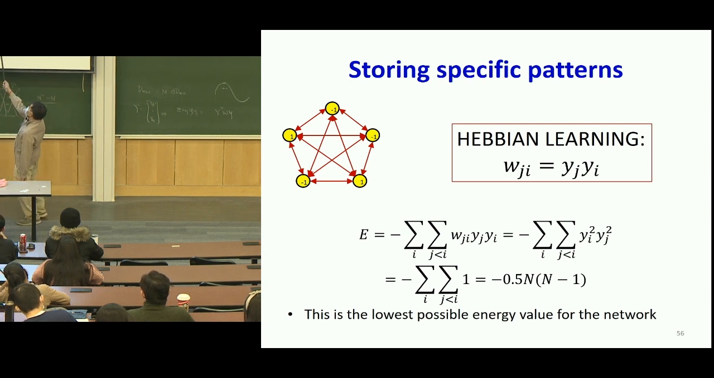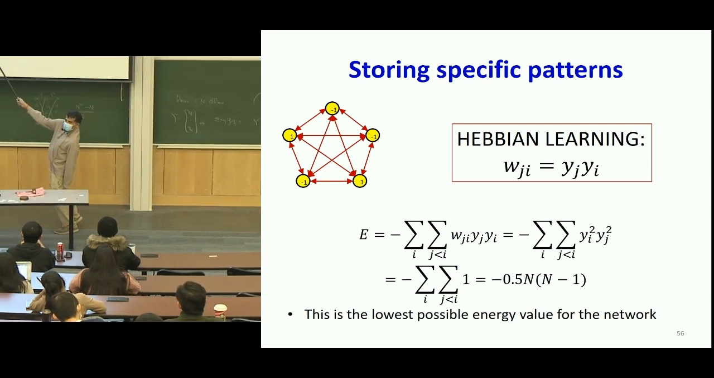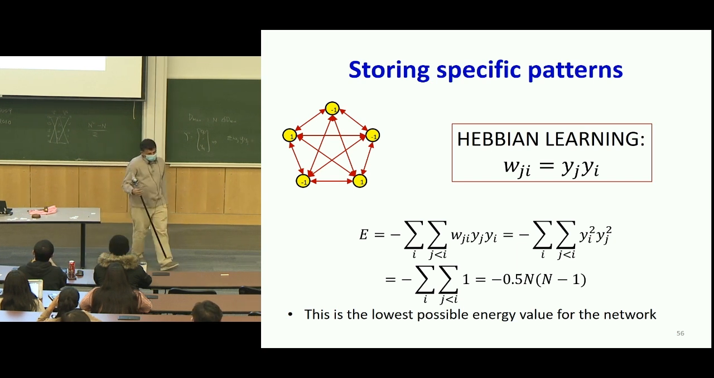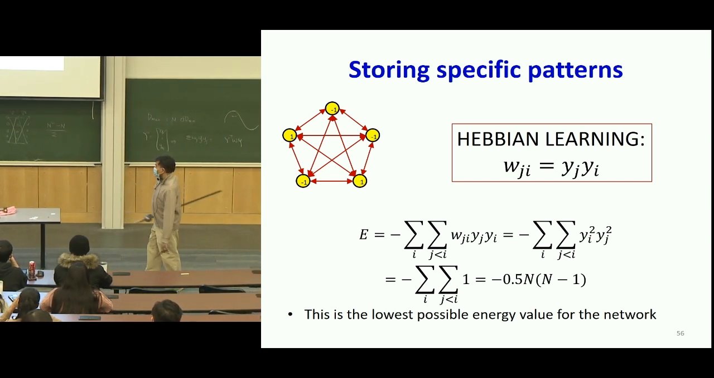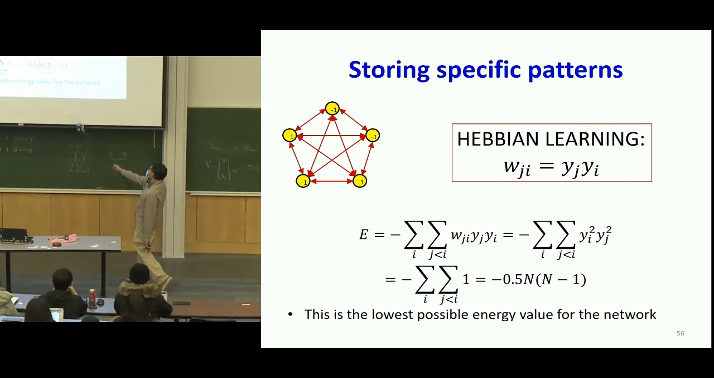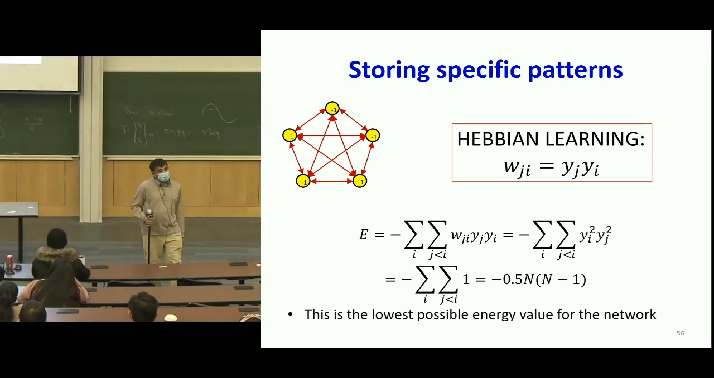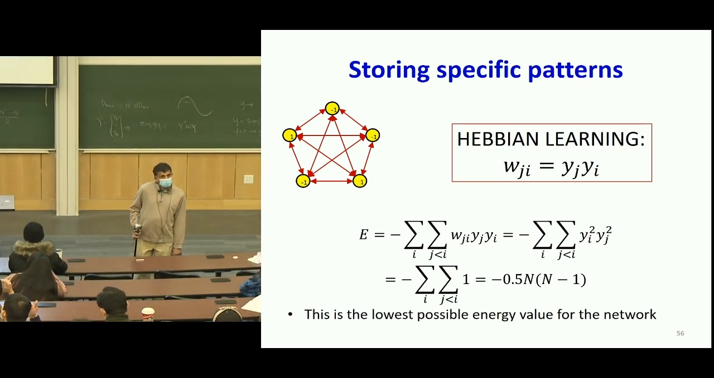Which is wji, simply by, it was again just yij. So this is the summation of yi squared yj squared, which is simply going to be minus n times n minus 1. This is the lowest value that the energy in the network can take. So this is a guarantee that this is a minimum. And because all the weights are either plus 1 or minus 1, because the weights are just products of bits, this is guaranteed to be the lowest energy the network can take.